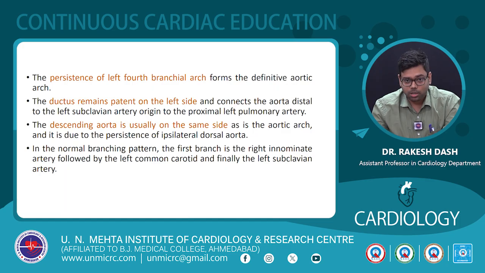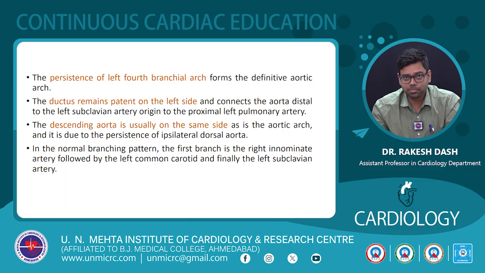So, if the left sided fourth branchial arch persists, it will give rise to a left sided arch, or if the right sided persists, it will give rise to a right sided arch. When there is a double aortic arch, most of the time both of them persist. Next, the ductus remains patent on the left side, like the left sixth dorsal branchial arch. The descending aorta is usually on the same side as the arch. If it is not on the same side, it is called a circumflex aorta.